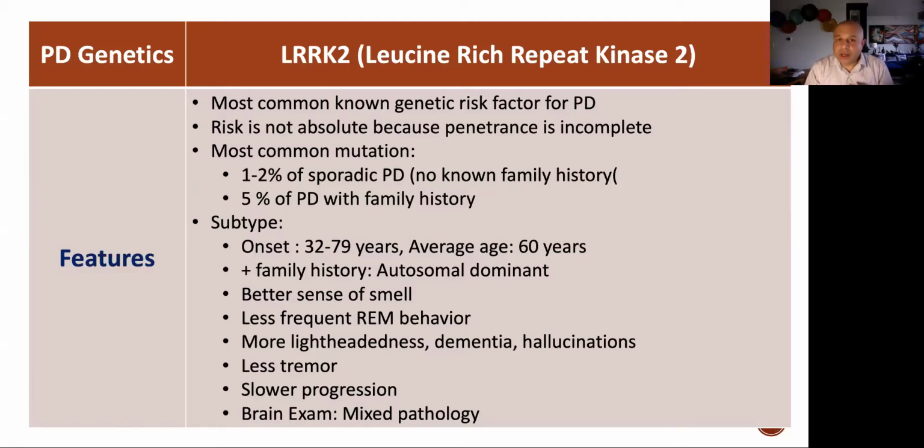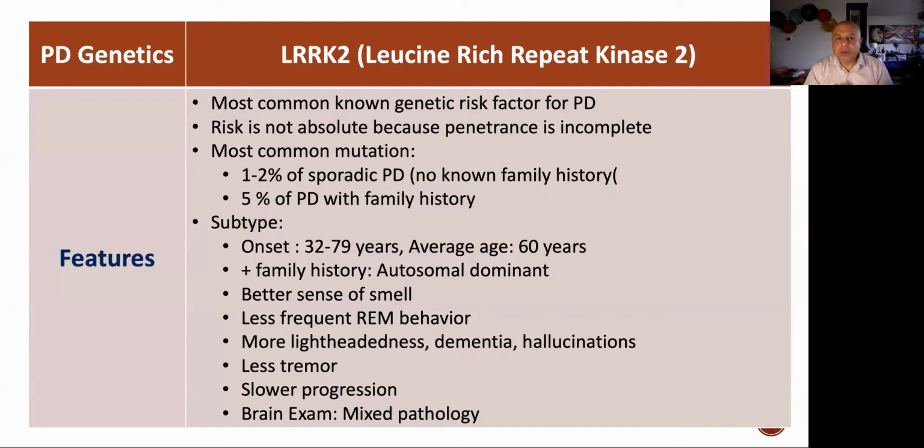It is important to recognize the risk is not absolute because the penetrance is incomplete. What does that mean? If I carry the gene for LRRK2, there's only a 50% chance of me developing Parkinson's disease if I live to maybe the ripe old age of 85 or whatever. So it is not 100% risk, it's 50%, but that's still important. It is the most common mutation in all of Parkinson's disease, at least per the literature that I've read. 1 to 2% of people have this mutation, and 5% of people who have known family history of Parkinson's disease can harbor this mutation.